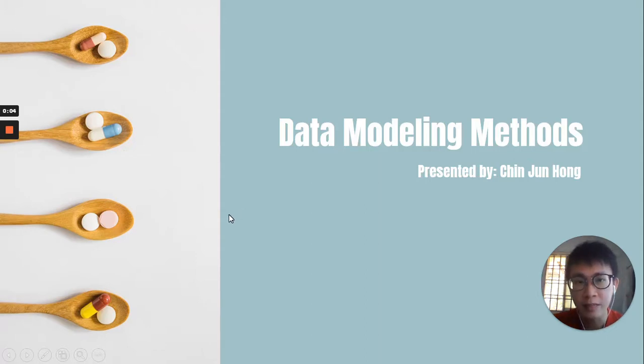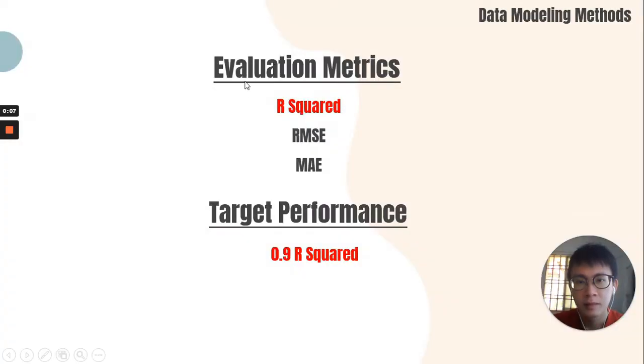to present data modeling methods. We will be using three evaluation metrics in our analysis, which are R-squared, root mean squared error, and mean absolute error. So R-squared will be our main evaluation metric. We will be using R-squared in hyperparameter tuning to select the best parameter for each model. Our target performance is 0.9 R-squared, which means that we hope that our model can reach 0.9 R-squared, which is the same as our M.